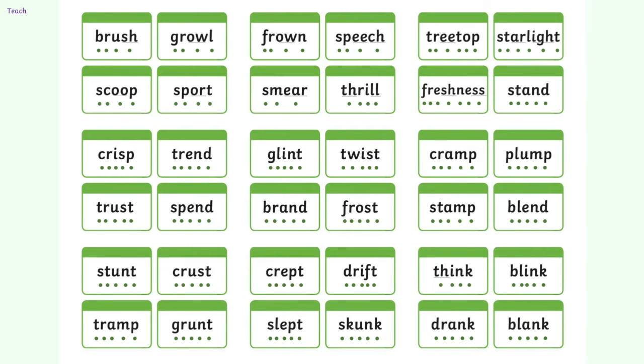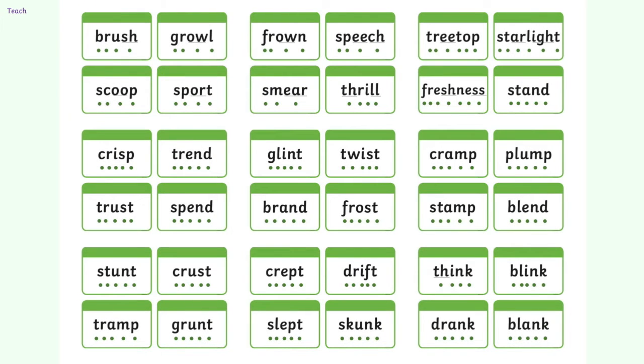Okay, and last sound, can you find for me the I sound again? 10 seconds, off you go. Did you find it? There was just one, and it's right up there in the corner, starlight. We may have had this one before, but well done if you found starlight, and the I is being spelled with an I-G-H.